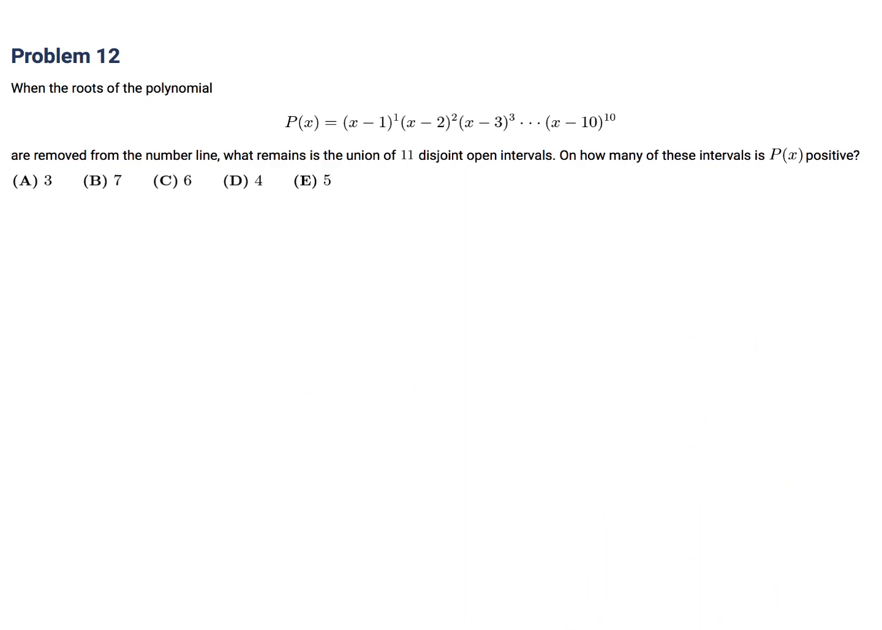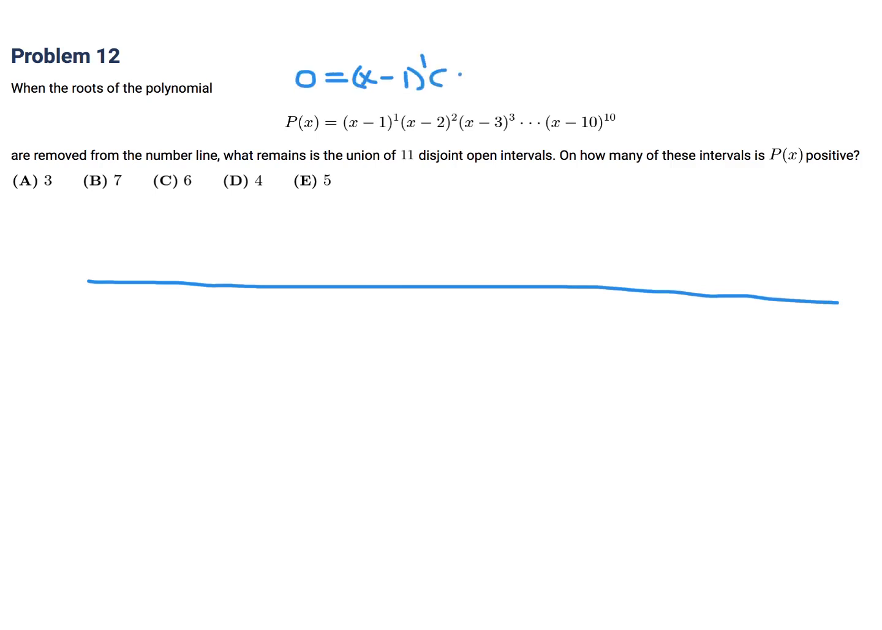When the roots of the polynomial below are removed from the number line, what remains is the union of 11 disjoint open intervals. On how many of these intervals is P positive? So let's draw the number line. And the roots look to me like, if you set this equal to 0, x minus 1, x minus 2, x minus 3, and so on all the way till x minus 10 to the power of 10. It looks to me that the roots are 1, 2, 3, 4, 5, 6, 7, 8, 9, 10. So those are the roots.